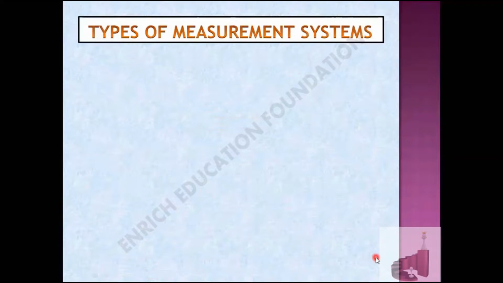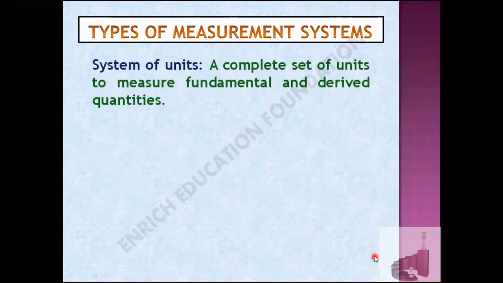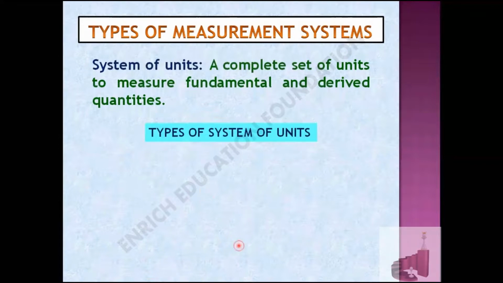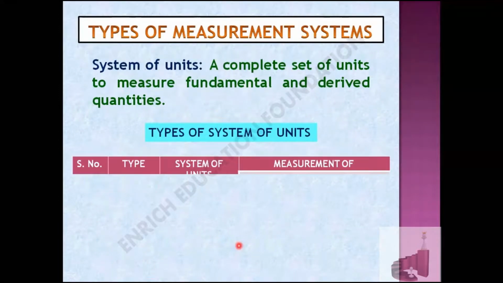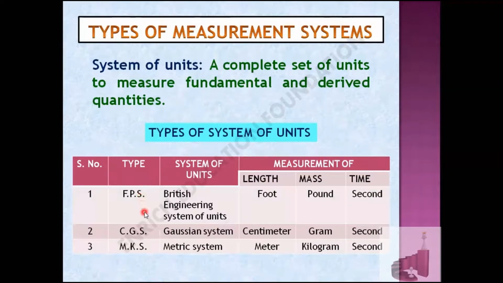Next, we'll be seeing about the types of measuring systems. What is meant by a system of units? That is a complete set of units which is used to measure both the fundamental and the derived quantities is called as the system of units. And this system of units is mostly found to be of three types. One is an FPS system, the CGS system, and the MKS system. The FPS system, which is also called as the British Engineering System of Units, has foot as the unit of length, pound as the unit of mass, and second as the unit of time.